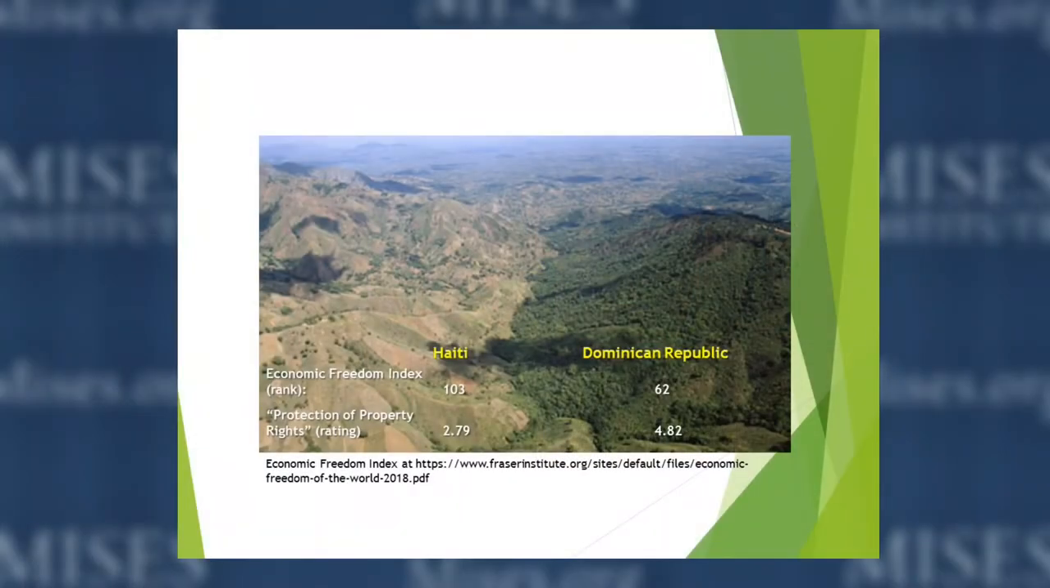Now, that index includes a large number of categories of economic freedom, and the one that is particularly relevant for questions about land use would be the protection of property rights. And the rating for Haiti there is 2.79. For the Dominican Republic, it's 4.82, significantly higher than in Haiti. Not surprising that if you've got land and you want to protect it from having somebody else come cut down the trees on your property, that's a lot harder to do in Haiti than it is in the Dominican Republic. Land is more easily protected against people coming and taking your property, taking your trees off your land, or whatever the case may be.